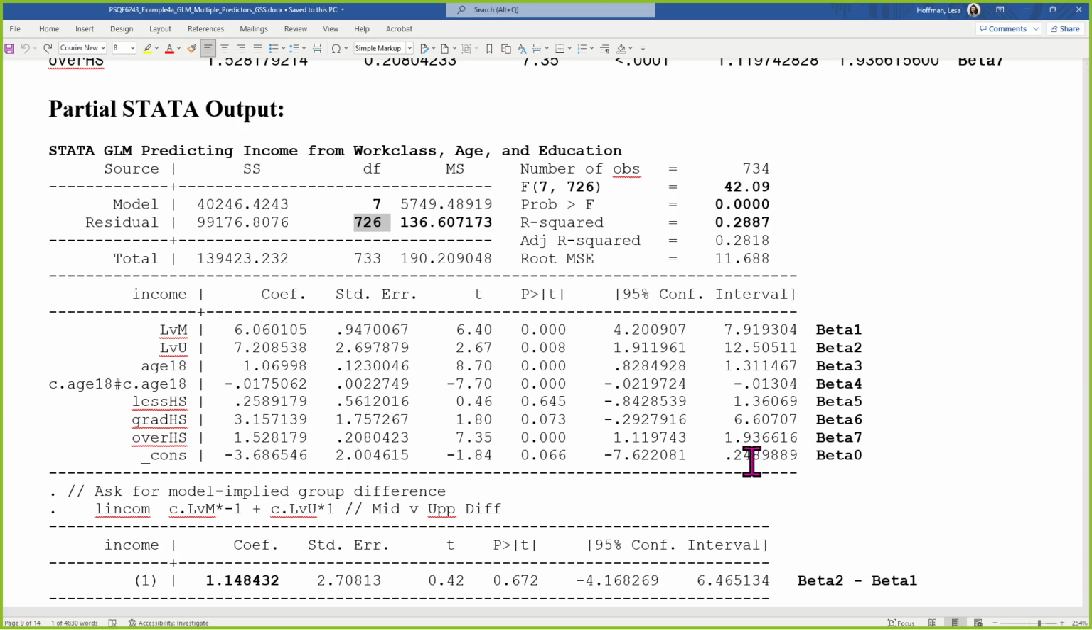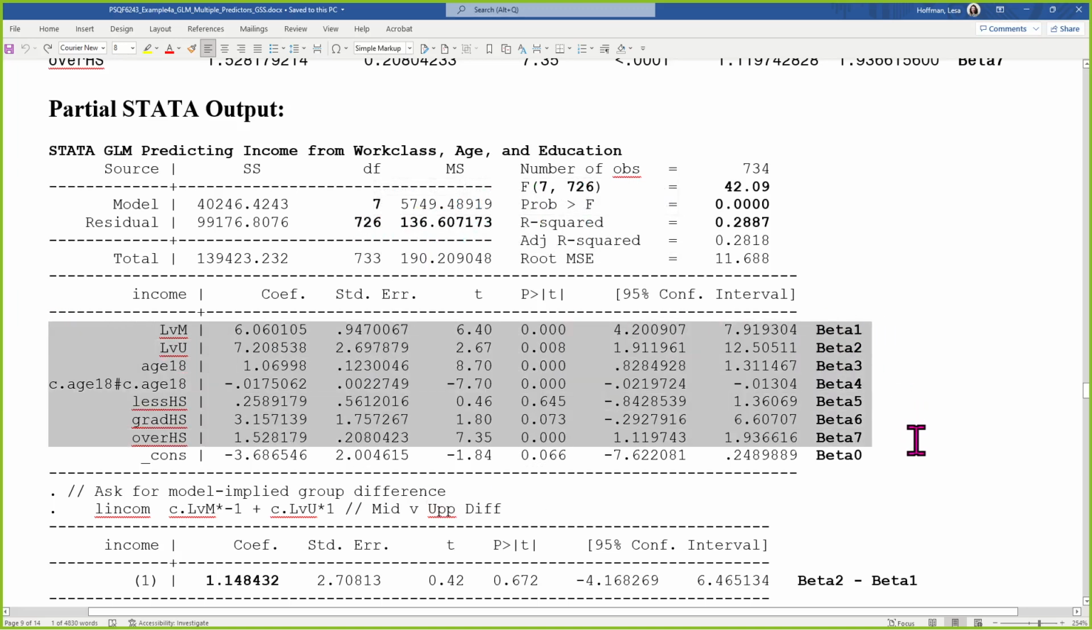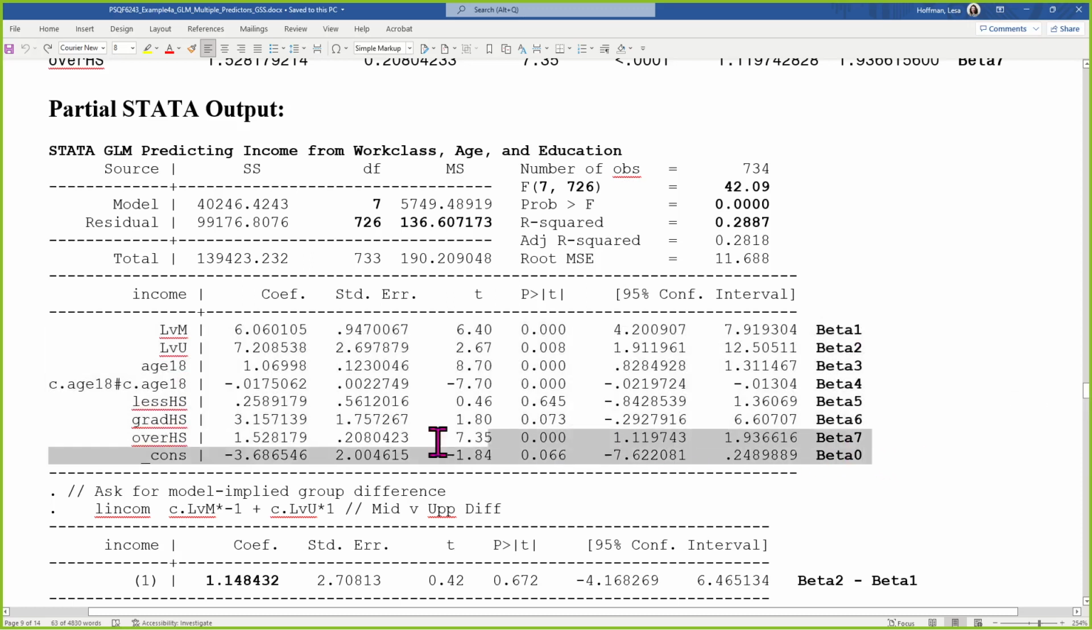Denominator. It's the number of slopes I could still add if I wanted to. It's n minus k. So this sample has 734 people. I lose 1 on the total here because the intercept is always included. So I could still add 726 more slopes. The slopes for STATA are always listed first, and the intercept is always listed last, and it's labeled as constant. Always.